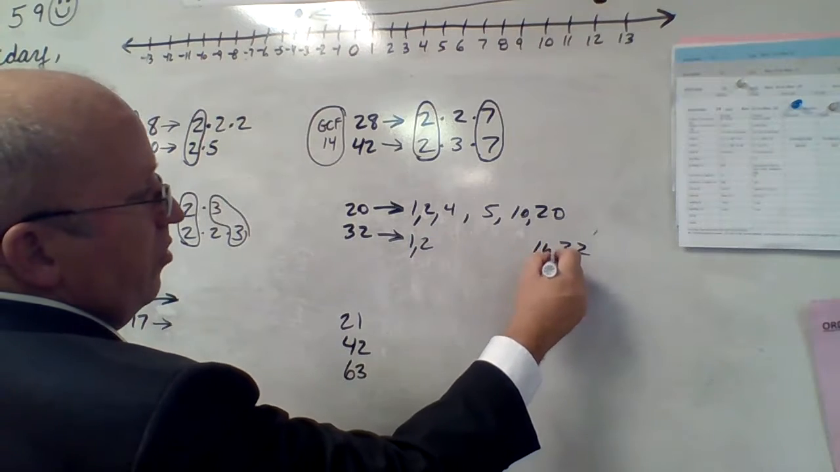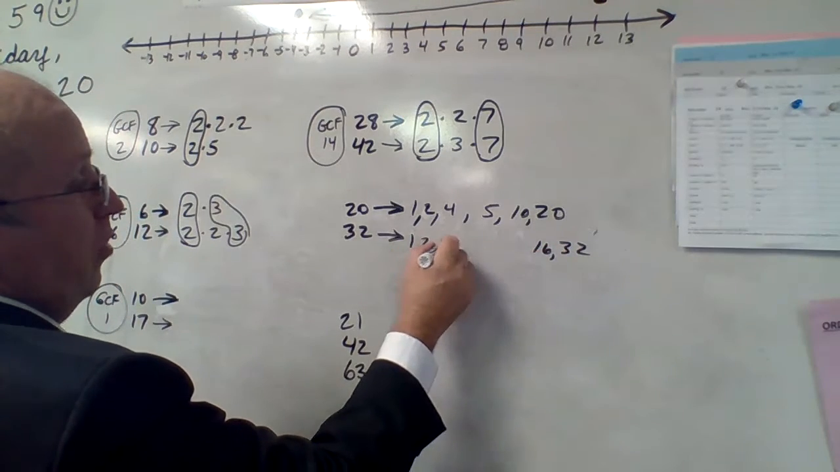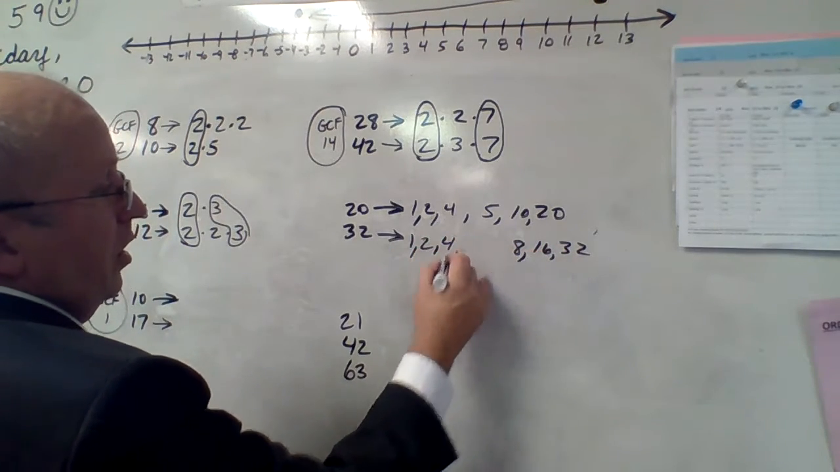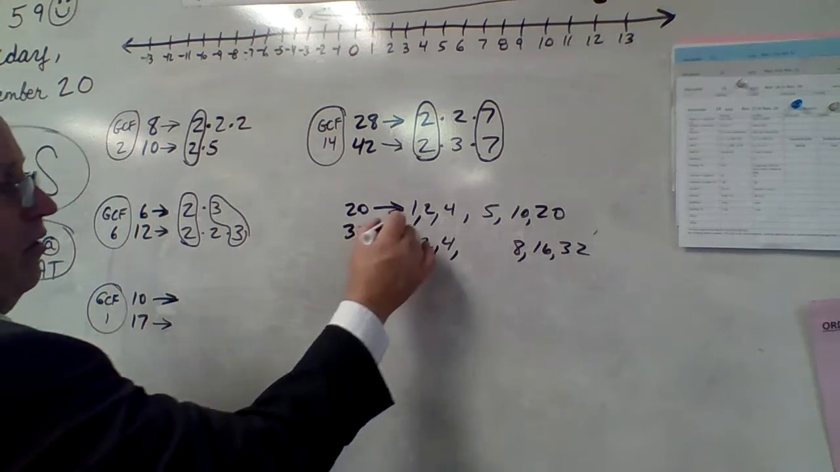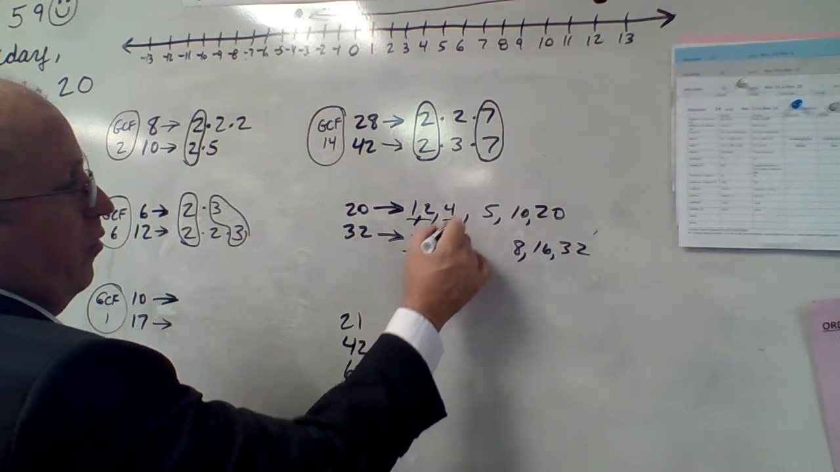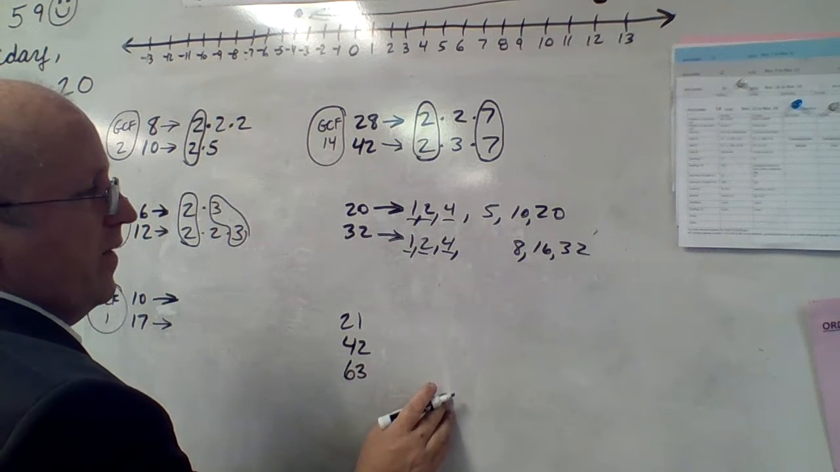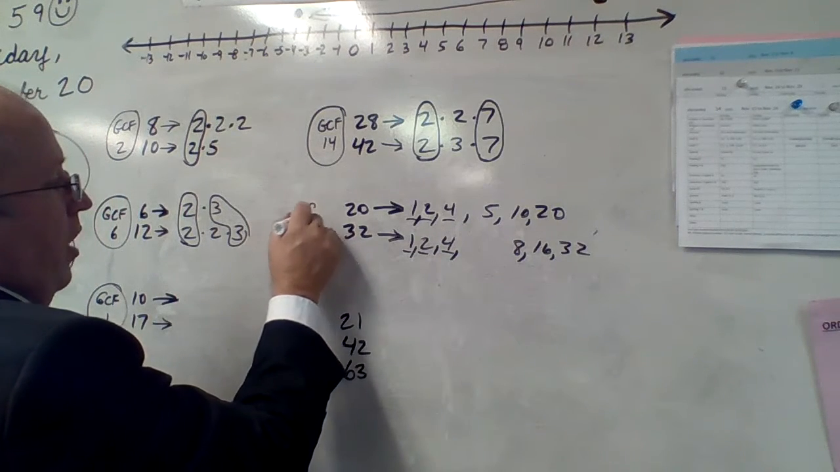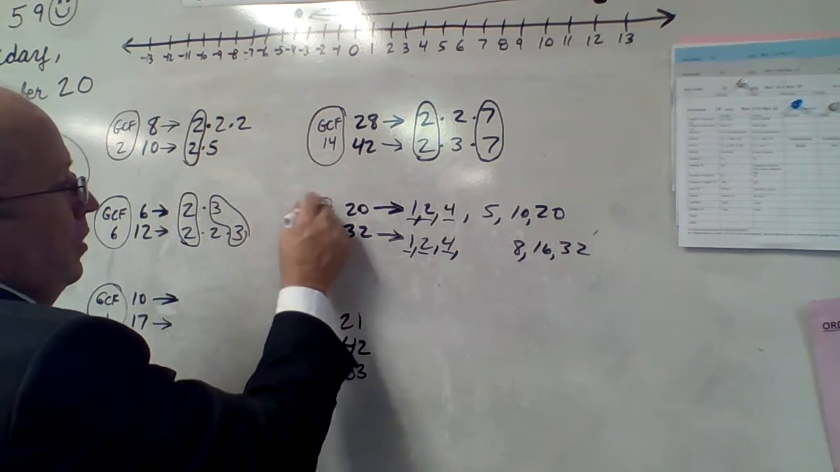How about 2 times 16? 3 doesn't work. 4 works. 4 times 8 works. Any other numbers? Nope, that's it. So I've got 1's in common, 2's in common, 4's in common. Anything else? Nope. Greatest common factor must be 4.